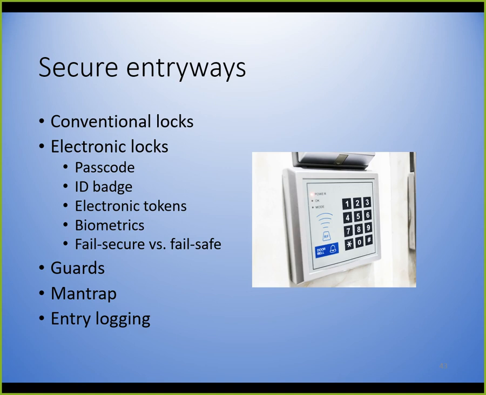You had to tap your badge to make the elevator work, because not everybody could go to every floor on that. Electronic tokens, biometrics to get these things, and then the fail secure, fail open, fail safe, fail closed type of locks. How are the locks going to fail if there is a power failure? What goes on? Do we have guards and a man trap?